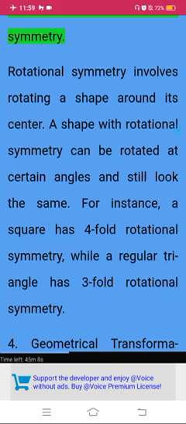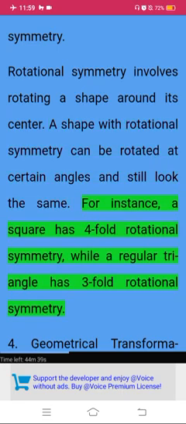A circle has infinite lines of symmetry. Rotational symmetry involves rotating a shape around its center. A shape with rotational symmetry can be rotated at certain angles and still look the same. For instance, a square has 4-fold rotational symmetry, while a regular triangle has 3-fold rotational symmetry.